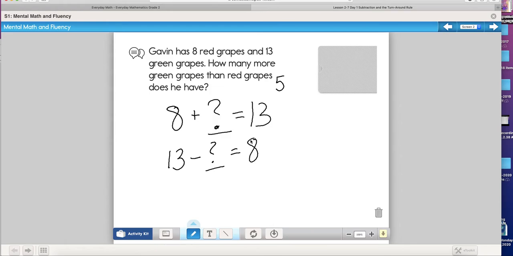So if you decide you like to count up, that's fine. You could have counted up, or you could have started at the bigger number and counted down. Either one would have given you the same mystery number of 5. You had 5 more green grapes than red grapes. All right, let's try one more.